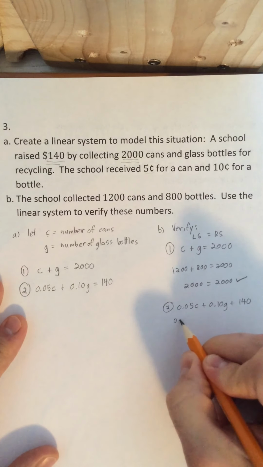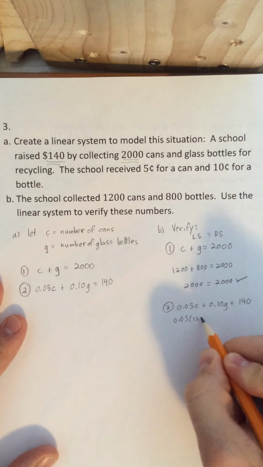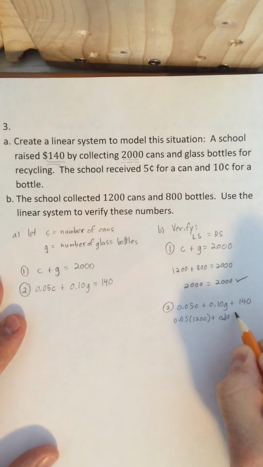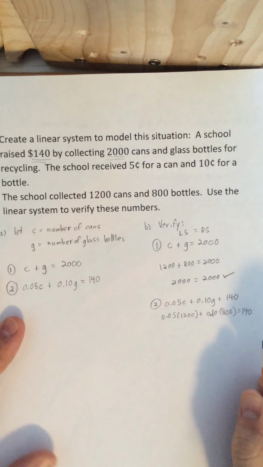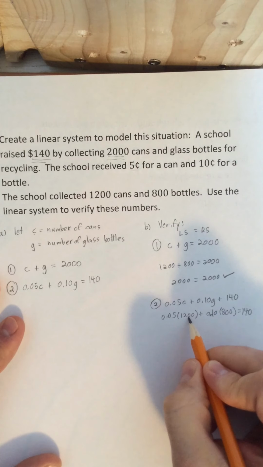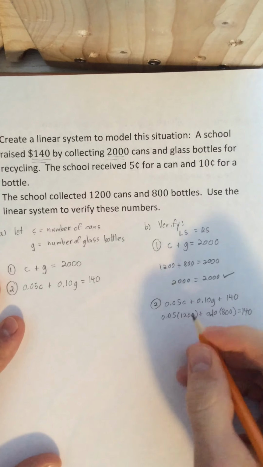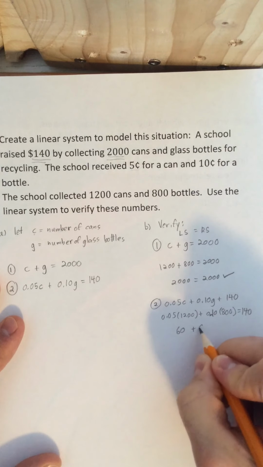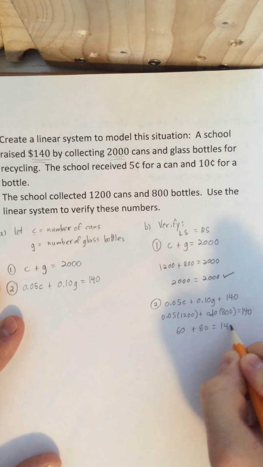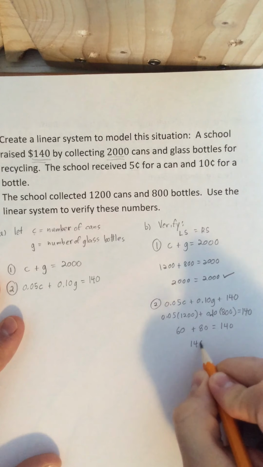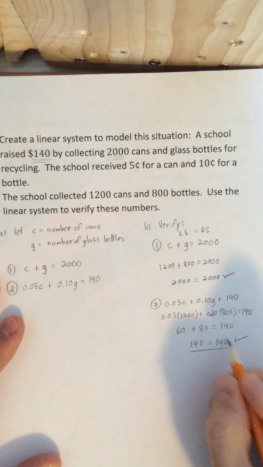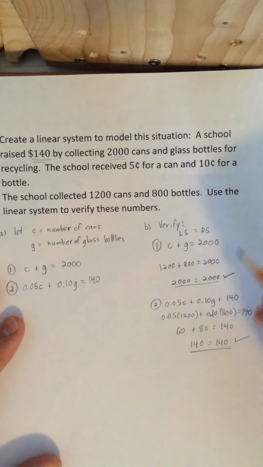So if I substitute in 1,200 for C, and 800 for G in this equation, 0.05 times 1,200 is going to equal 60, and 0.10 times 800 is going to equal 80, and then 60 plus 80 is 140, which is equal to the right side of the equation. Again, both of these are verified, so this solution is correct.